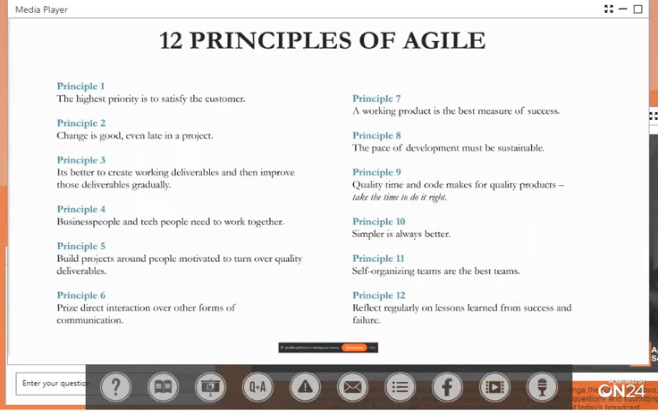And so principle one is this idea that the highest priority is to satisfy the customer. So if that's your office mates, make sure that what you're working on is actually going to make them happy, make them want to use the thing that you're working on, and to give you more time to keep working on these things. Now, the second principle is that change is actually a good thing, even if it's late in the project.